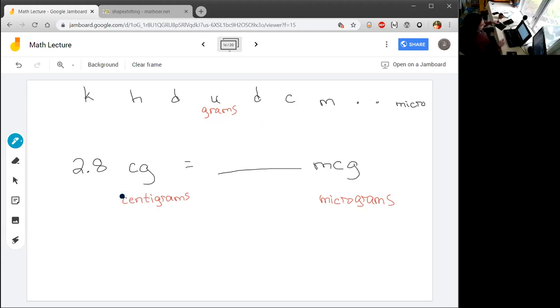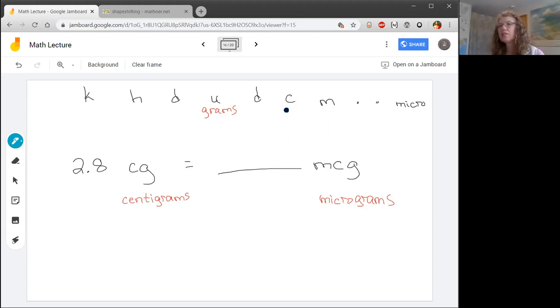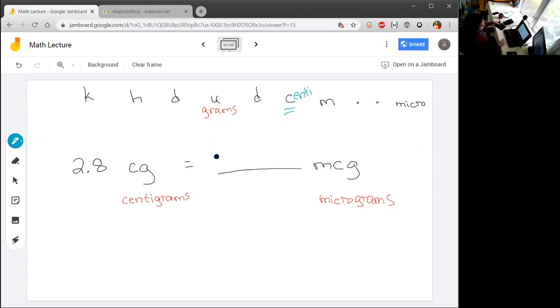Okay, in this one, where are we starting? Where is that on our list here? Starting at the C for centi. And we're going over to micro. MC, by the way, if you haven't done nursing, is the prefix for micro. So that's 1, 2, 3, 4 scoots to the right.